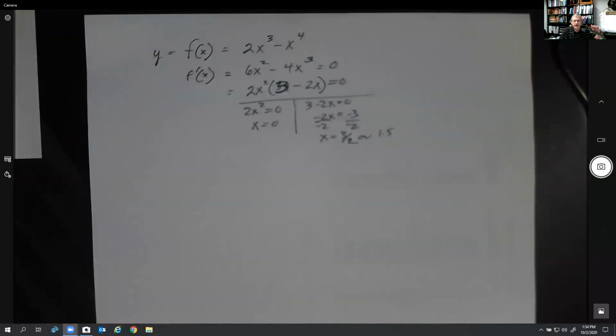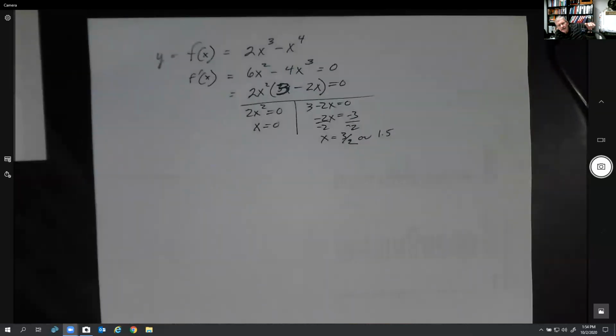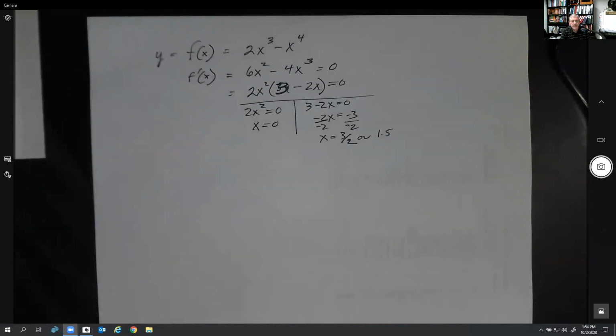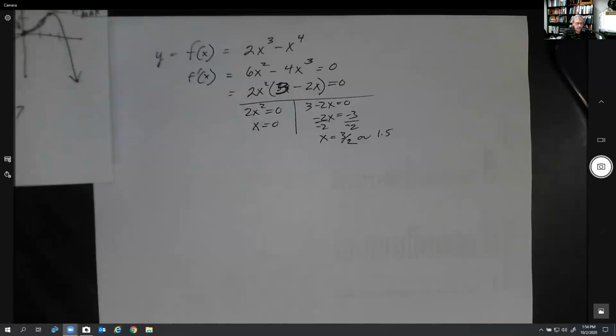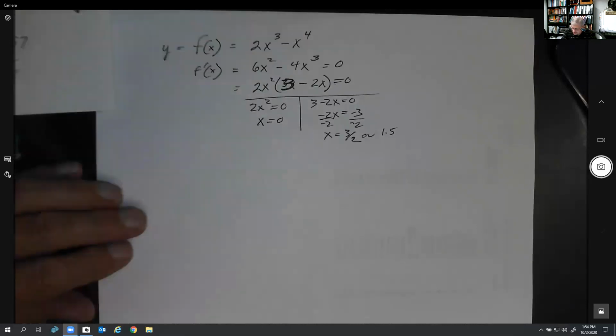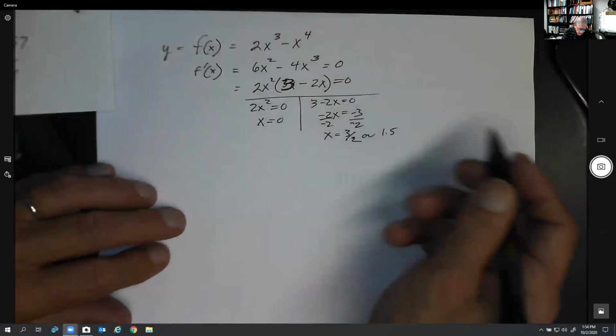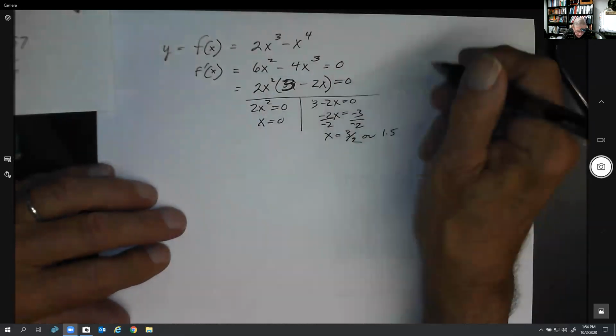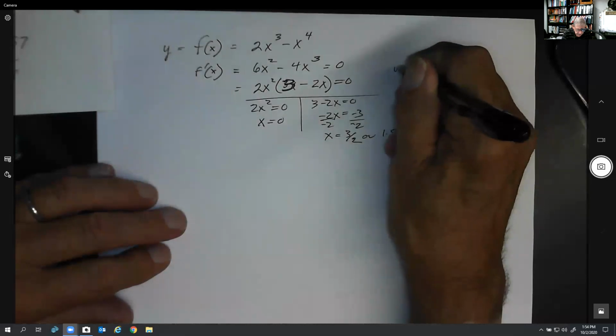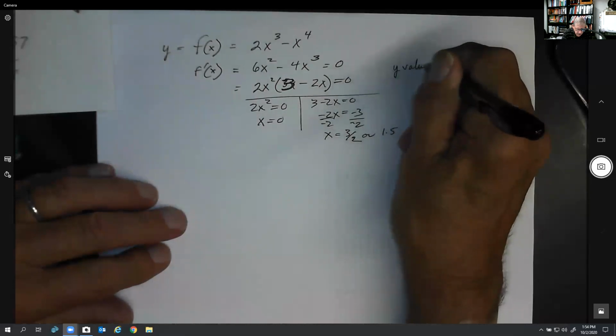All right, 1.5. But anyhow, we solved them. You should know how to do that from your algebra. Now, what's the next thing we were trying to do? After we solved it, we tried to find the y values. And we go to the original problem.